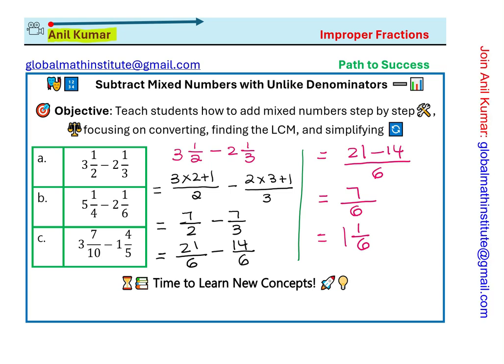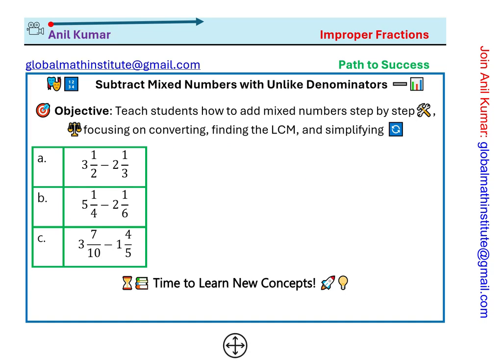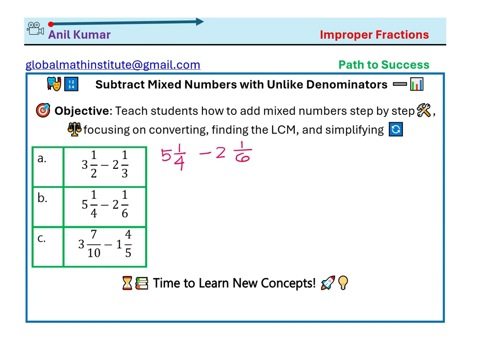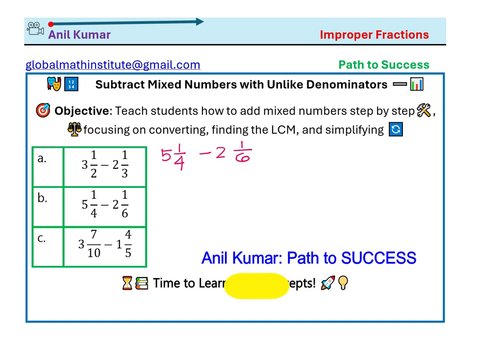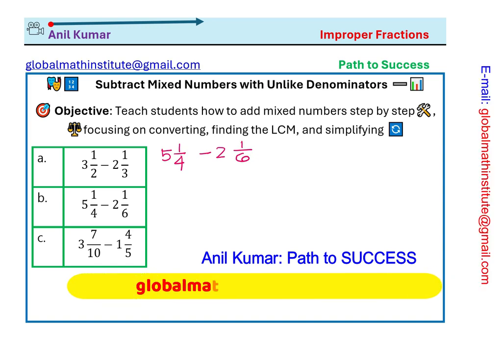Now let's take the next example, which is B. And this time we are going to do 5 1 over 4 and we'll subtract 2 1 over 6. Now, common denominator does not necessarily mean that you multiply the denominators. If you do so, in this case, you get 4 times 6, 24. However, they have something common which is 2.